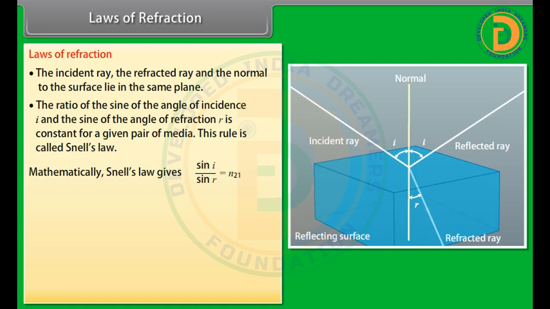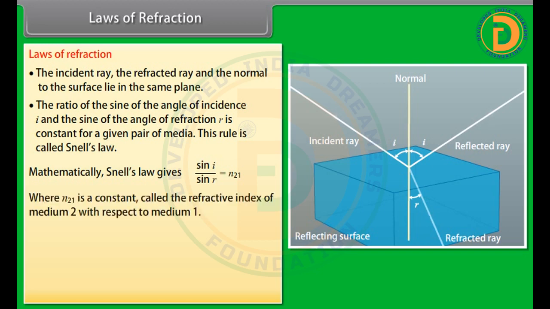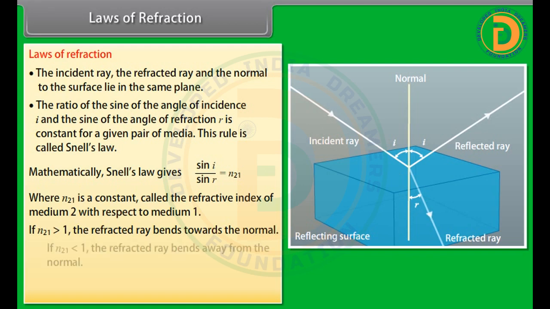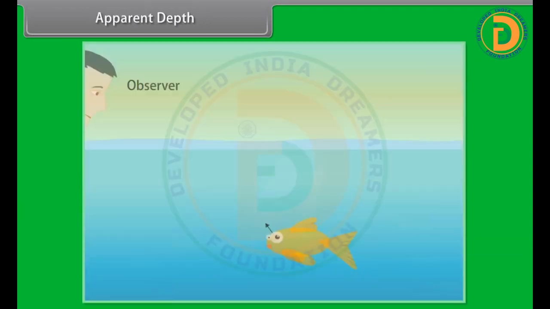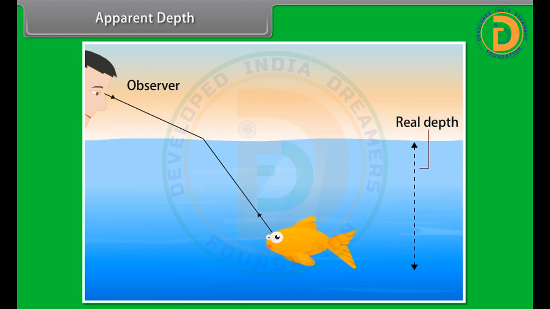Mathematically, Snell's law gives sin i by sin r is equal to n21, where n21 is a constant called the refractive index of medium 2 with respect to medium 1. If n21 is greater than 1, the refracted ray bends towards the normal. If n21 is less than 1, the refracted ray bends away from the normal. The higher the refractive index of a medium, the more optically denser it is. Apparent depth. Due to refraction, an object in another medium, say in water, appears to be raised.